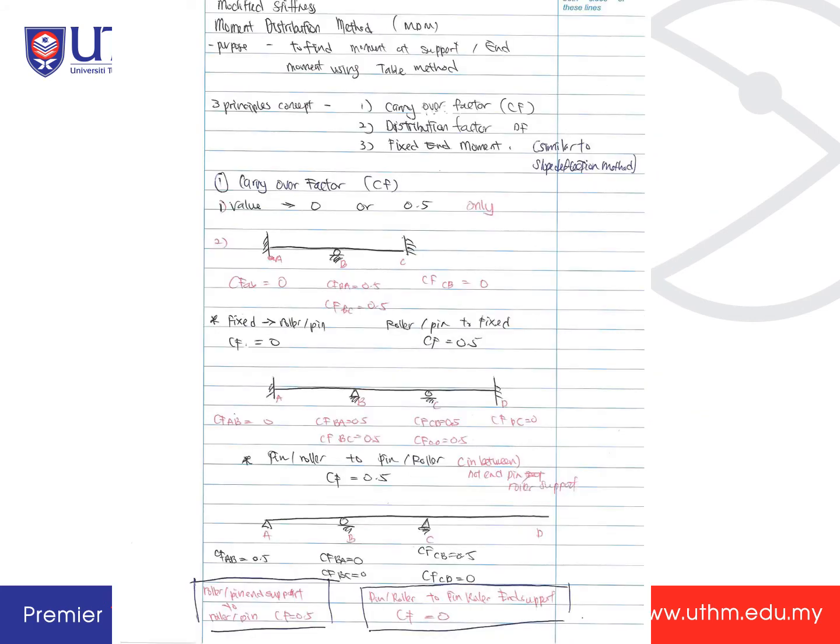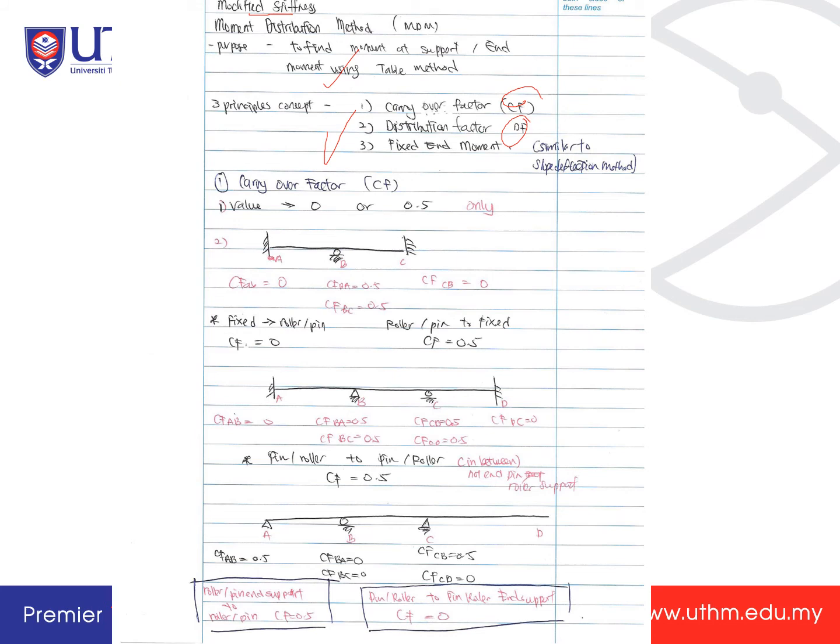After the moment distribution method, now we have the modified stiffness moment distribution method. This is the modified stiffness method. The purpose is the same, and the principle is the same, but now it is a little bit different at CF and DF. This is to simplify the table method, to make it faster to solve.